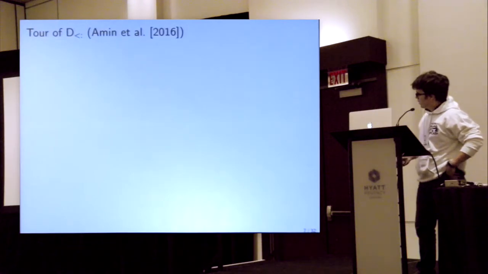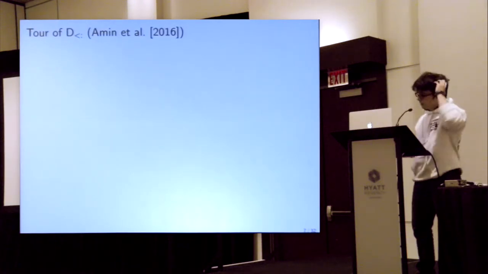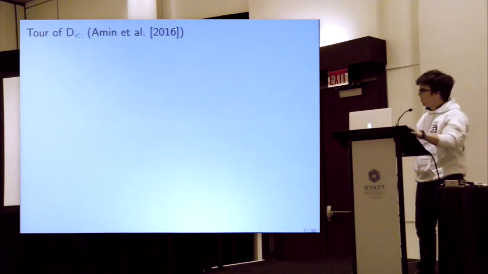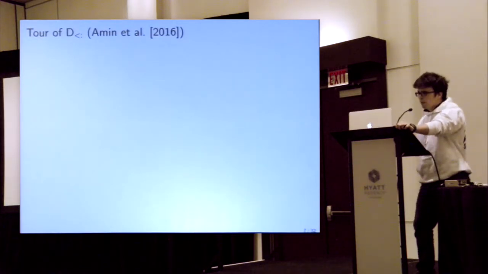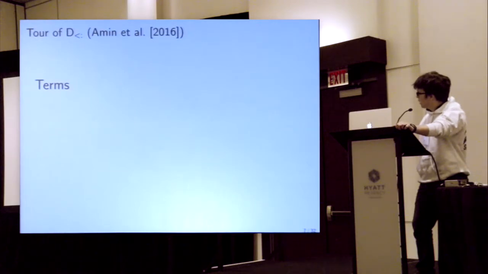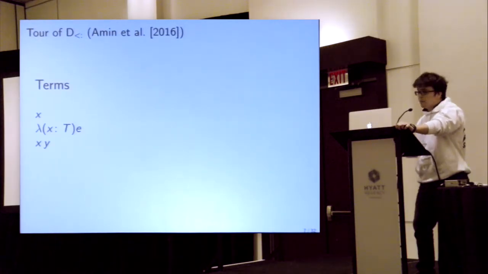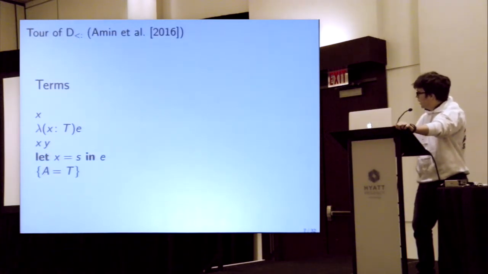Okay, so let's review DSub first. And the presentation of DSub that I'm going to talk about comes from a paper by Nadamuni and others at last year's Waterloo Fest. So we have terms and types in DSub. So what are the terms? We have variables, lambda abstractions, applications, let expressions, and this thing, which is a type tag. And you can think about it in Scala terms, this would be a type alias. I would say type A equals T.